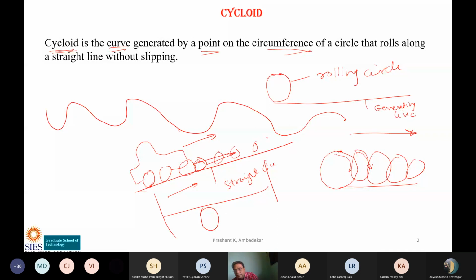Just a second. It's not called the generating circle. Sorry, it is called the directing circle. Because this is not generating, this is generating. So this is called the generating circle, because this is generating, and this is called the directing line, because this is giving the direction how the circle should roll. So this is called the rolling circle or generating circle, and this line is called the directing line on which the circle will roll.